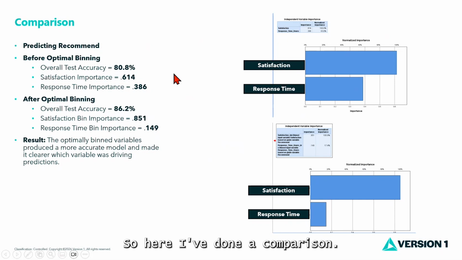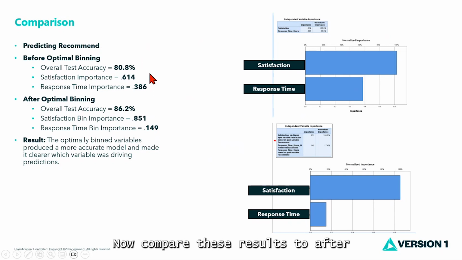So here I've done a comparison. I've run two models predicting whether or not customers would recommend us. I've used satisfaction and response time as my predictors or my independent variables. Now, in the first model, I used the original variables, and the overall accuracy in the test data set was 81%. We can see satisfaction importance and response time importance.